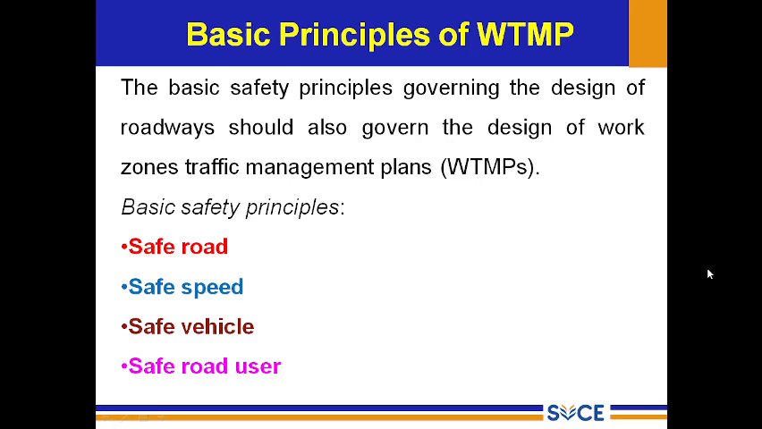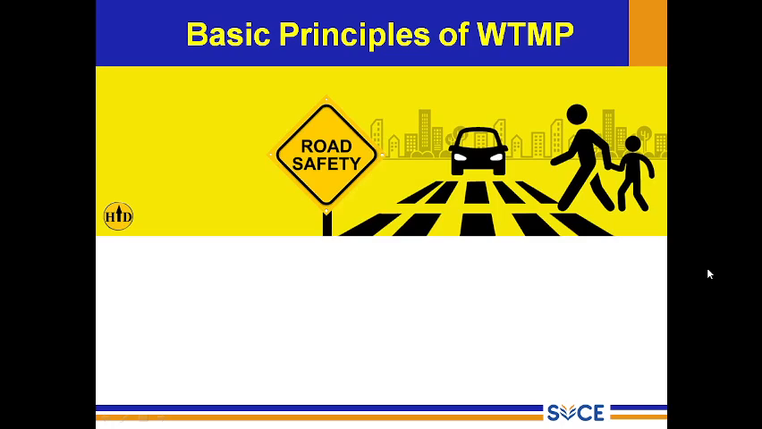Safe vehicle. The brake efficiency and the condition of the vehicle play an important role for the overall safety of that work zone area. Safe road users. The road user should have awareness of how to behave for a particular signboard and what it is actually communicating. This kind of basic knowledge should be there.